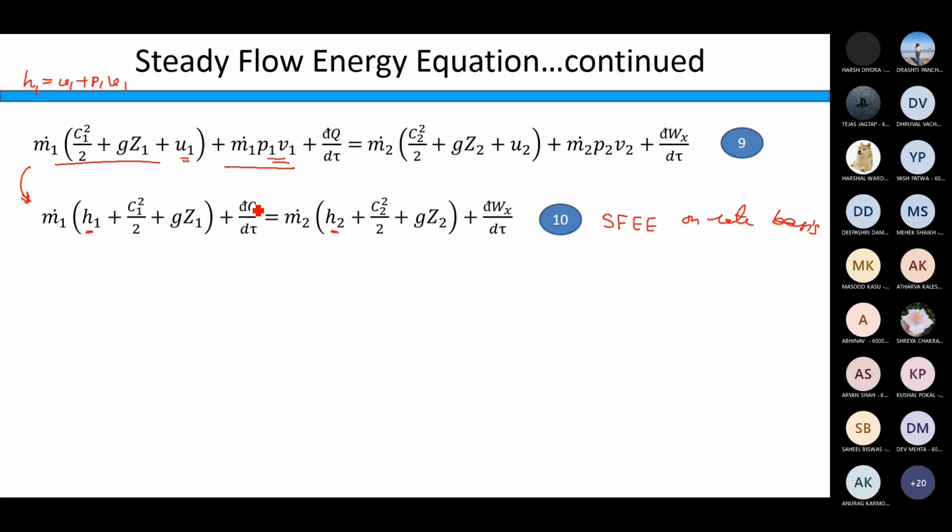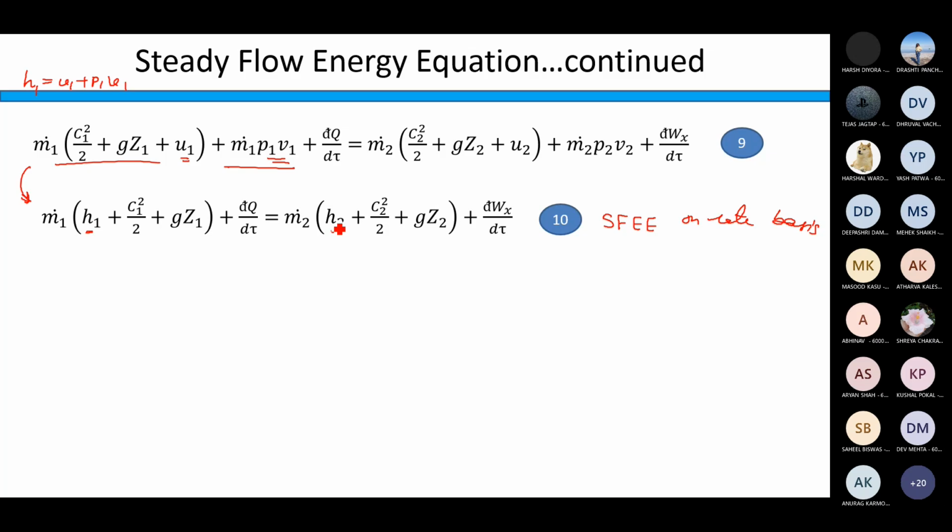Means this is the heat interaction per unit time, joule per second, work interaction per unit time, joule per second, and these are again the energies per unit time. All those energies, the kinetic energy per unit time, the potential energy per unit time, this is the enthalpy, this also per unit time. All those quantities are on a per unit time basis. So note down equation 10 and call this the steady flow energy equation, SFEE.